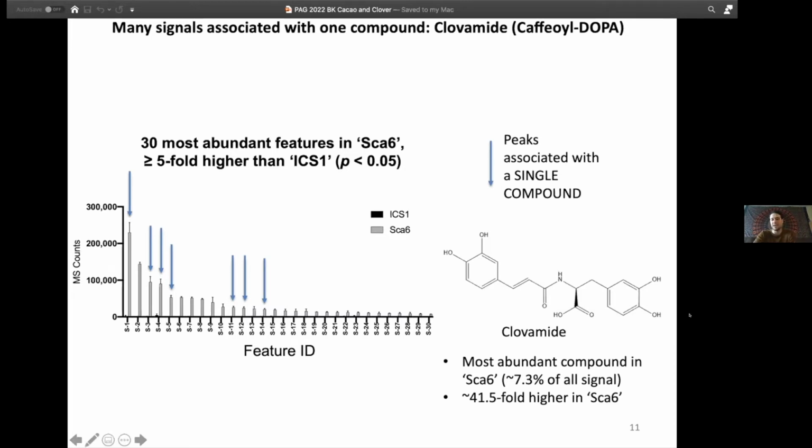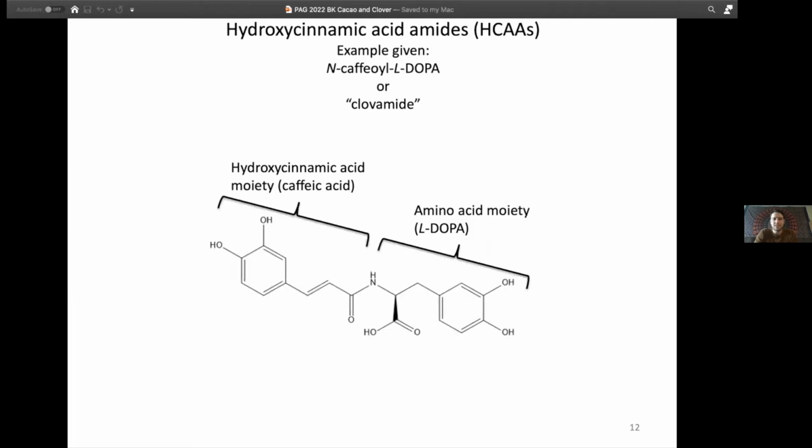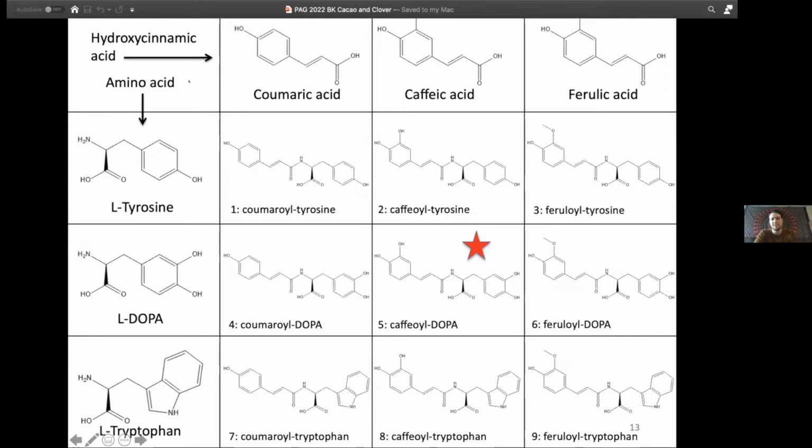And it was about 40-fold higher in Scavena 6 than in ICS1 if you combine the intensity of all the peaks associated with that compound. So to give you a little bit more background on this compound, it's a hydroxycinnamic acid amide. That means it has a hydroxycinnamic acid moiety, in this case caffeic acid, and it has an amino acid moiety, in this case L-dopa, and they are stuck together with an amide bond in the middle. And you can imagine that there are several variations on this theme. You can vary the hydroxycinnamic acid group, and you can vary the amino acid group and get all these different combinations. And here in the middle is caffeic acid and dopa, giving caffeoyl dopa, which is another name for clovamide, with the red star.